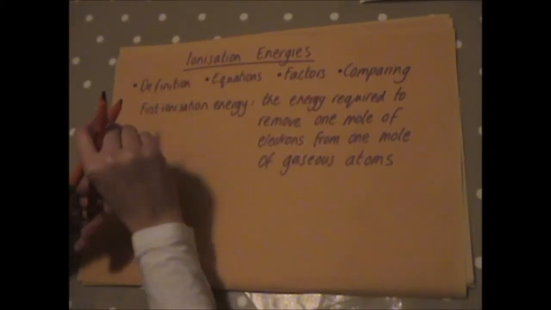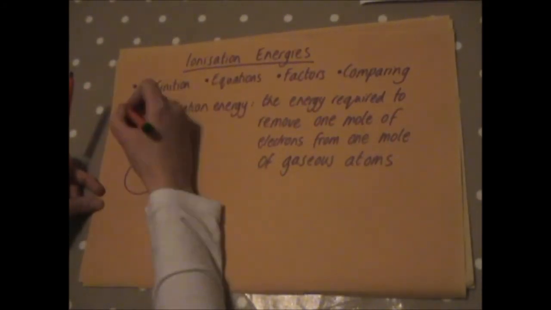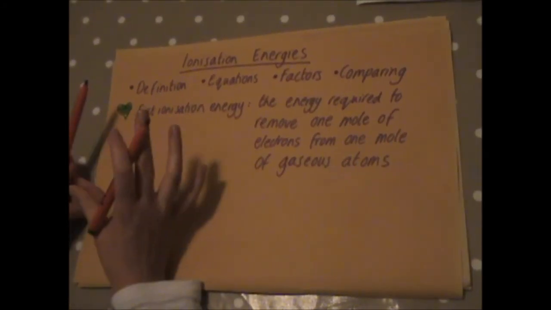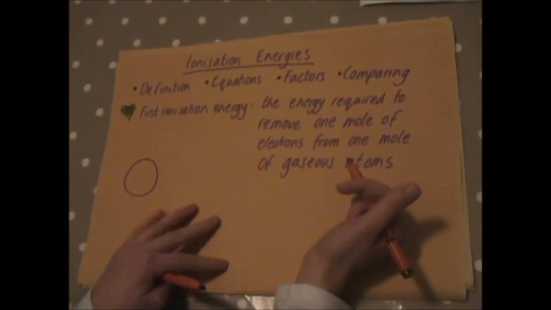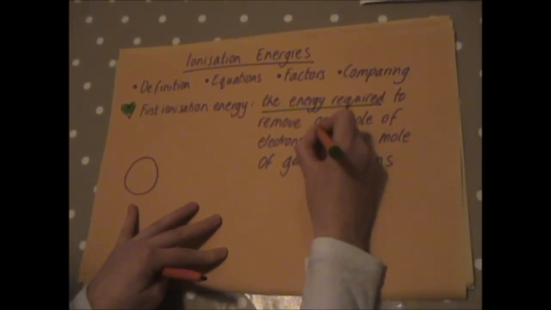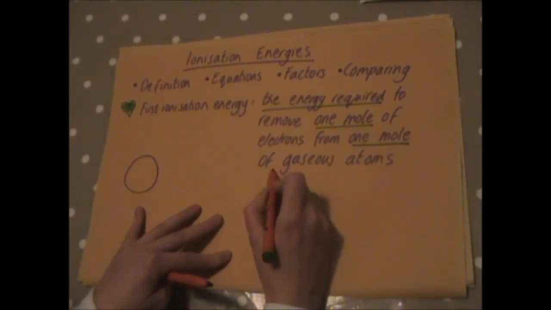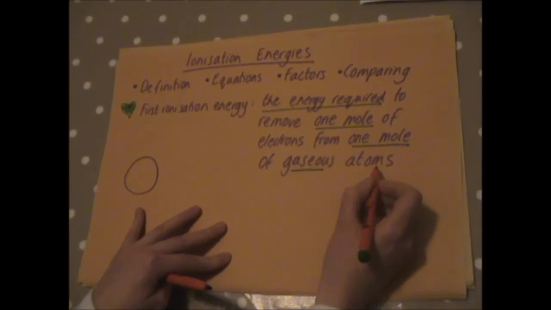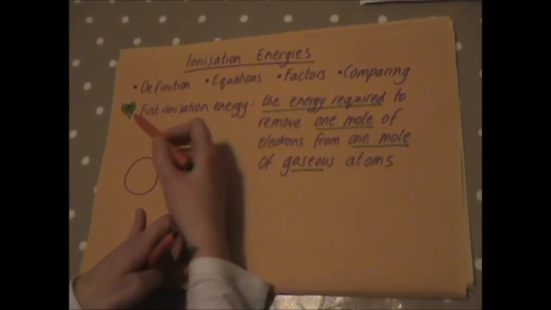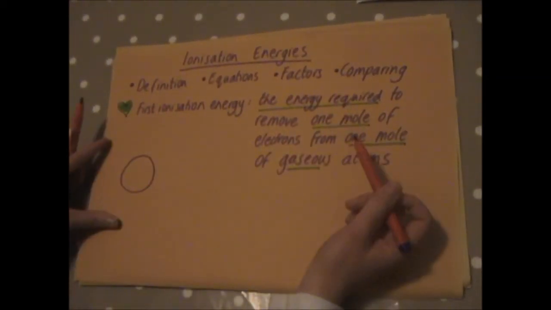So this definition here, first ionisation energy, is the official OCR definition. So that's something that you need to know off by heart, and it's a really easy way of picking up a few marks in the exam. So it's the energy required to remove 1 mole of electrons from 1 mole of gaseous atoms. We need to get each of these 4 bits right in order to get the full marks for the definition. So let's have a think about what that means.